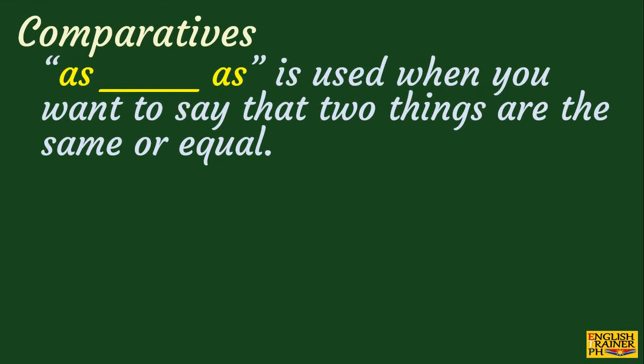Let's take a look at the first way that we can compare things and say that they are the same or equal. The format that you need to use is as blank as. In between, you can put either an adjective in its base form or an adverb in its base form.